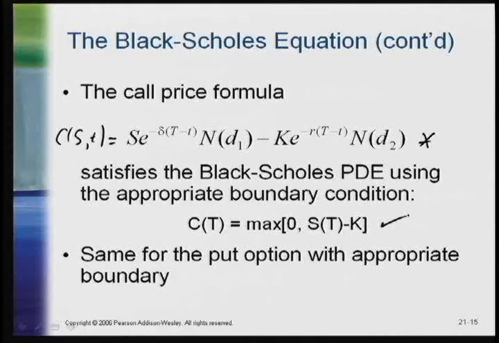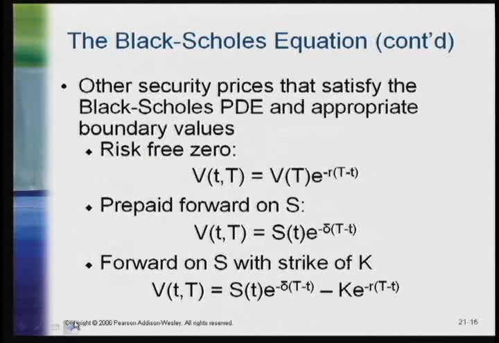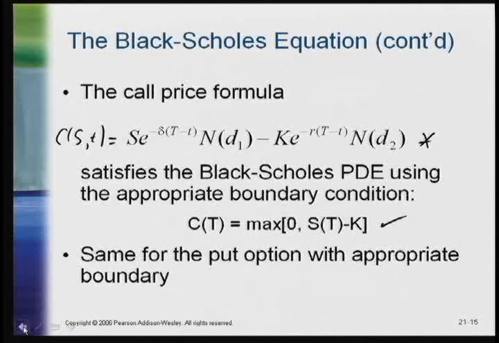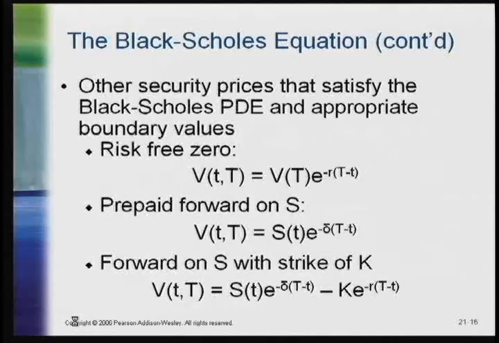It's exactly the same story for a put. The Black-Scholes price for a put option also satisfies this differential equation, but of course it has a different boundary value. Consequently, it's a different price. There are other securities that you can readily check satisfy this differential equation. Admittedly, taking the derivatives of the call and put price functions is a little bit more challenging to verify that they satisfy the equation. But certainly, these three price functions are not terribly challenging to differentiate, and you should check that they all satisfy it. One, for example, is a risk-free zero.